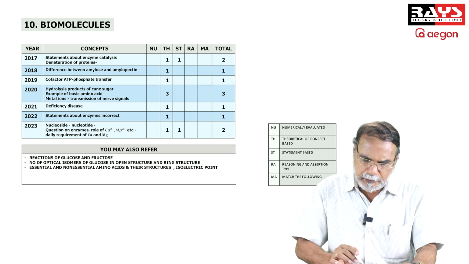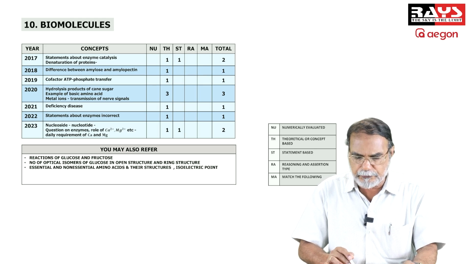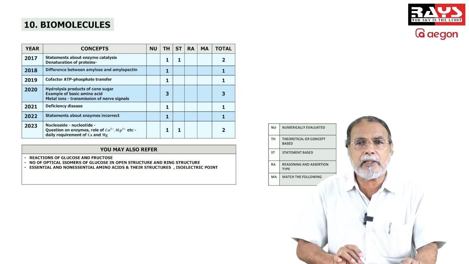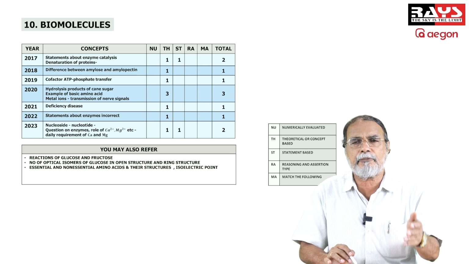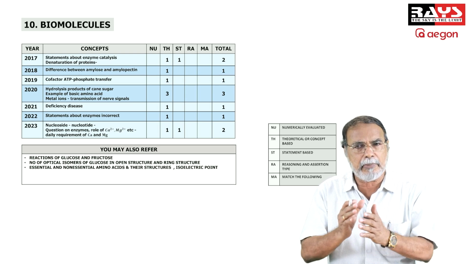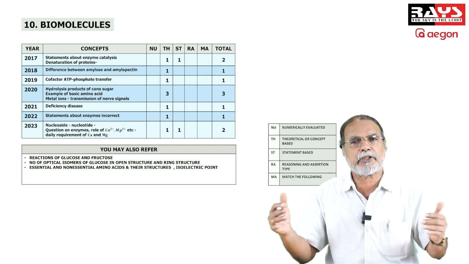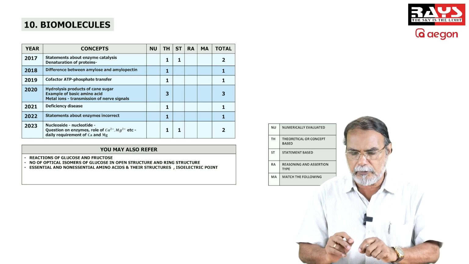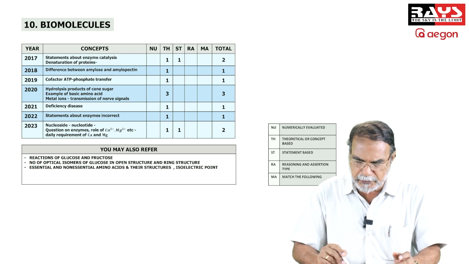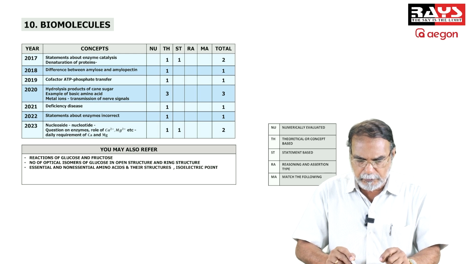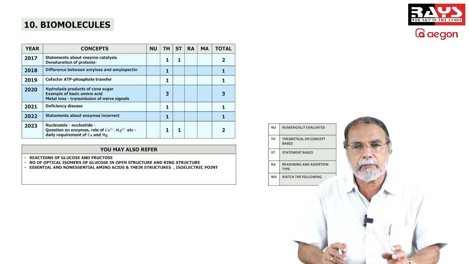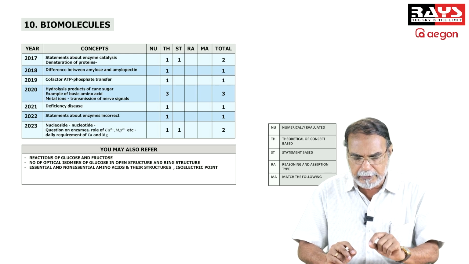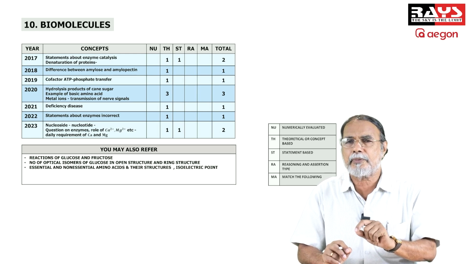And there was also a question about metal ions and their importance in the transmission of nerve signals. In 2021, there was a question on deficiency diseases, that is, for a vitamin deficiency, what is the disease? It may also be asked as a match type question, diseases and vitamins. Then in 2022, there were statements about enzymes, and you were asked to choose the incorrect statements. And in 2023, last year, as I told you, there was a question on nucleotides, a question on enzymes, then the role of calcium and magnesium ions, and also an interesting question on the daily requirement of calcium and magnesium. So such things may be asked.